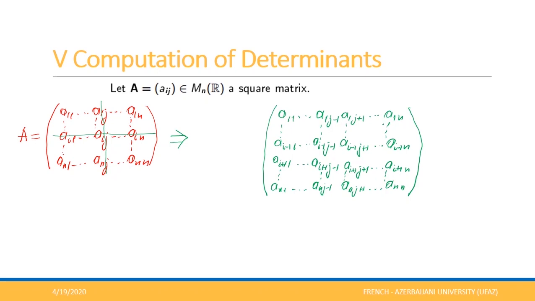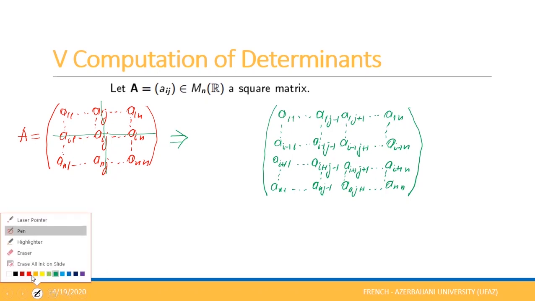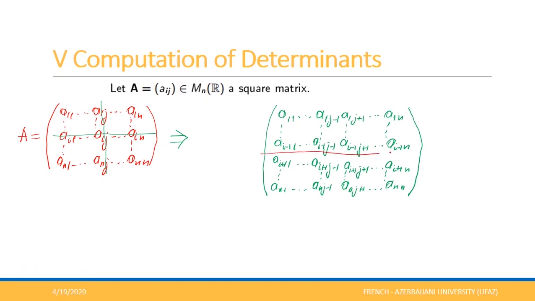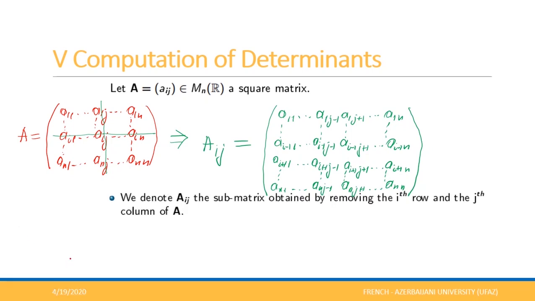You see here, in order to get this matrix, we have removed i's row and j's column. And for this matrix, we use this notation: Aij. Okay, look at here. We denote Aij the submatrix obtained by removing the i's row and j's column of A.